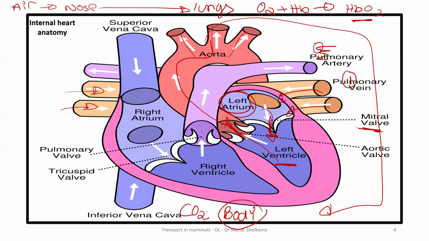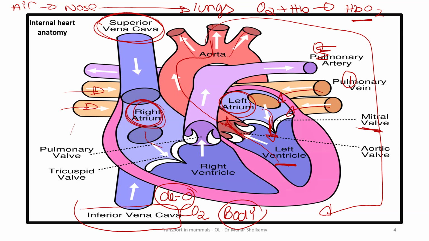So the blood coming out of the body is deoxygenated blood. This deoxygenated blood will go back to the right side of the heart. From the upper parts of the body, it will enter through the superior vena cava. From the lower parts of the body, it will enter through the inferior vena cava, right into the right atrium, and then through the open tricuspid valve into the right ventricle.